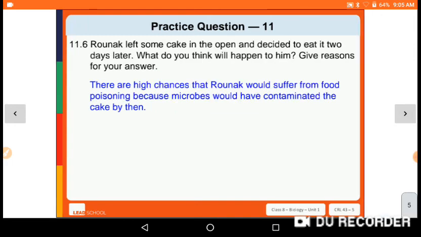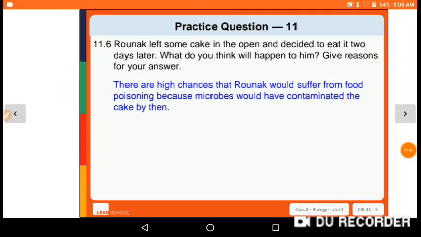Okay, sixth question. Ronak left some cake in the open and decided to eat it 2 days later. What do you think will happen to him, and give a reason for your answer? There are chances that Ronak would suffer from food poisoning because microbes would have contaminated the cake by then. Right? If it is kept in the open and he eats it after 2 days, many bacteria will have come onto it, and because of this he can get food poisoning. Right.